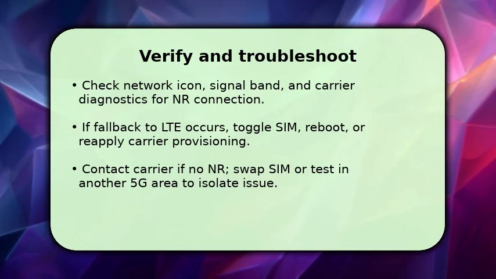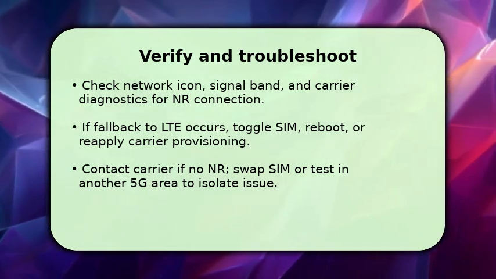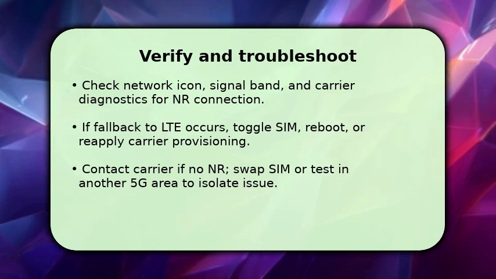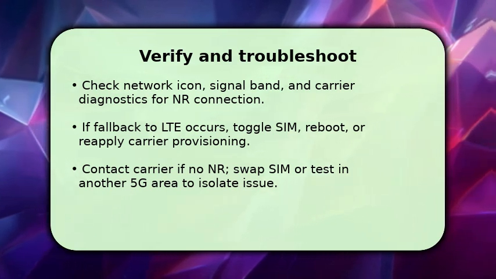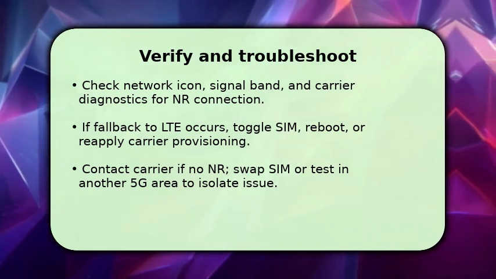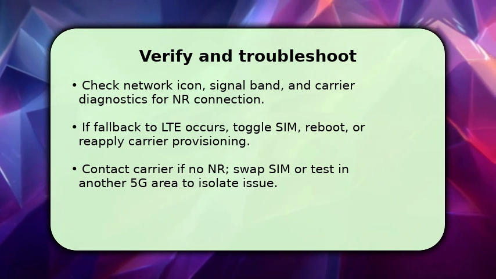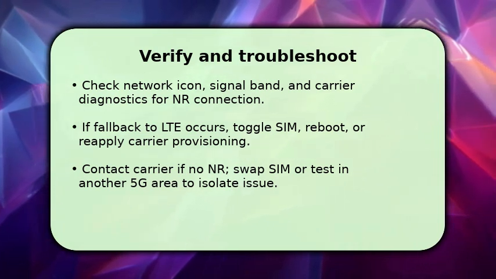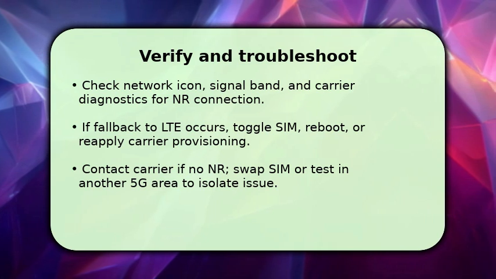Finish by verifying you have an NR connection. Look for 5G/5G plus icons, check the active band in diagnostics, and run a speed or latency test. If the phone falls back to LTE, toggle the SIM or airplane mode, reboot, and reapply the 5G only setting.